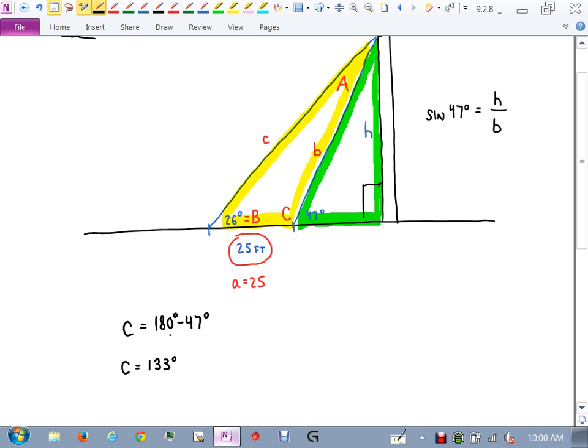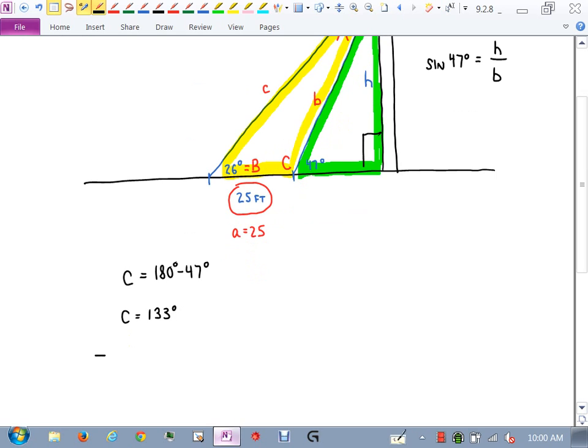I also have big A, right? Because I have now two of the angles of the triangle, I can get the third. So that implies that capital A must be 180, take away the 133 we just got, take away the 26. And what would that give you for capital A? 21 degrees. Everybody see that?